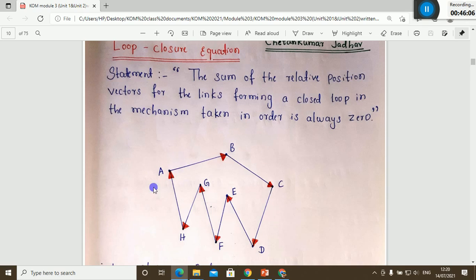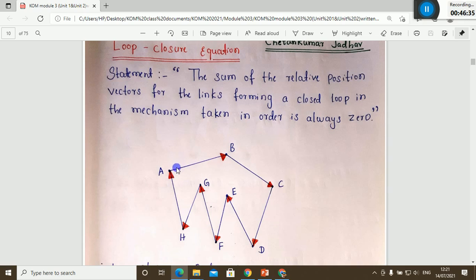Whenever there is a closed profile, or any mechanism of this kind, I'll indicate all the kinematic links of that particular mechanism in terms of vectors, so that it will be easy to find out the displacement, velocity, and acceleration. Once again, I'll represent the kinematic links of any mechanism having a closed profile as vectors.